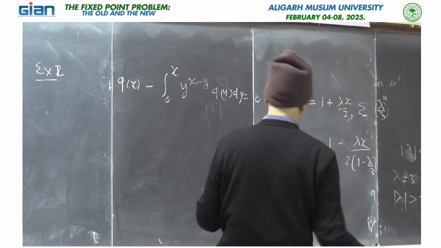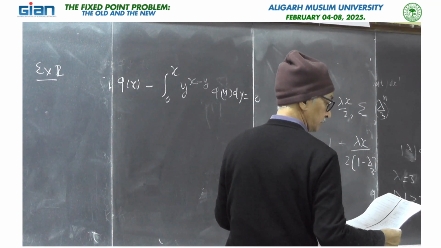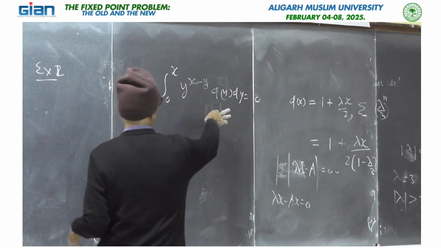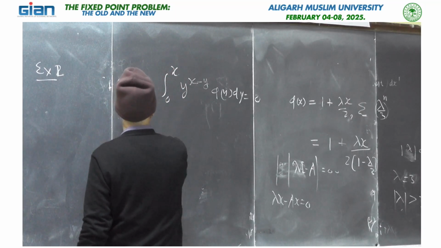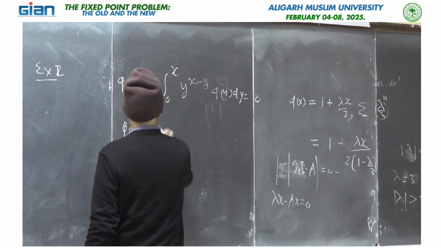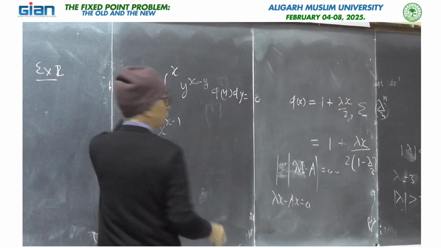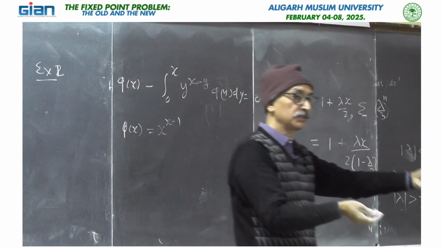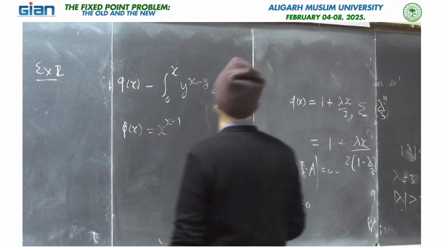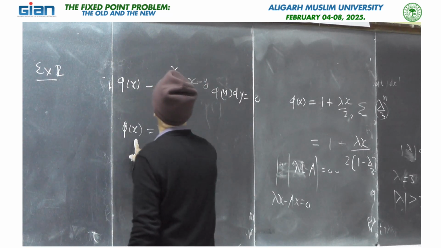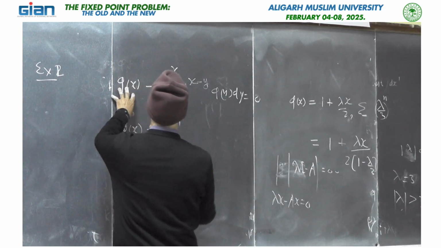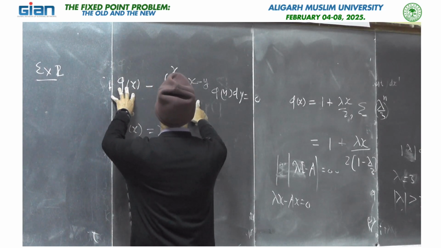So it's a Volterra equation, a homogeneous Volterra equation, and here you can check that phi of x equal to x to the power x minus 1 is a solution of this. Just put it in the equation, you can see that it satisfies that equation. So phi of x is this, and you have to check that this also gives you phi of x.